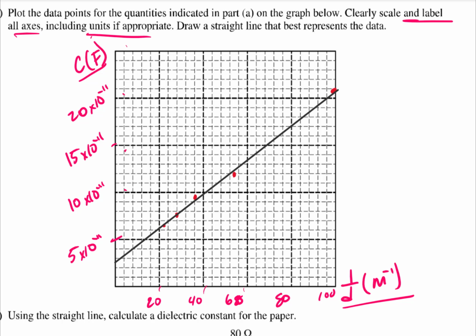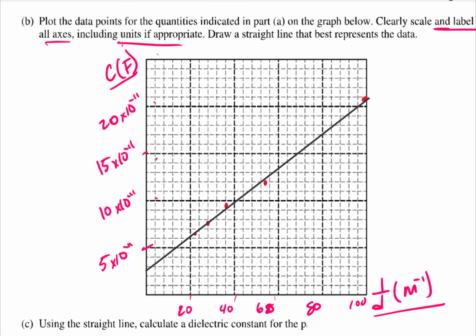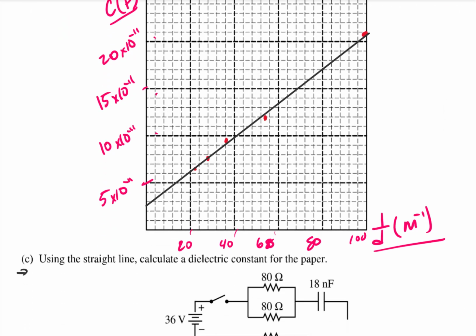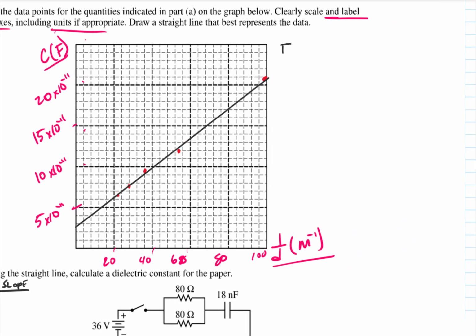Now, once you draw your best fit straight line, you have to use that best fit straight line to calculate a dielectric constant for the paper. In order to calculate that dielectric constant using the straight line, step one is to find the slope. Now, we have to talk about what the slope is equal to, but step one is finding the slope. If we want to find the slope, you can use the linear regression in your calculator. That's allowed. But if you don't use the linear regression, you have to pick 2 points on your line that are not data points.